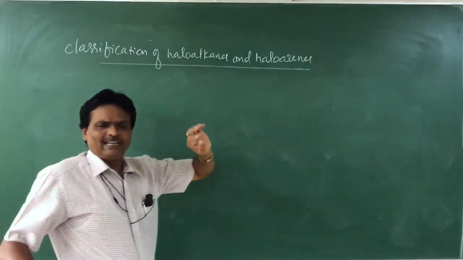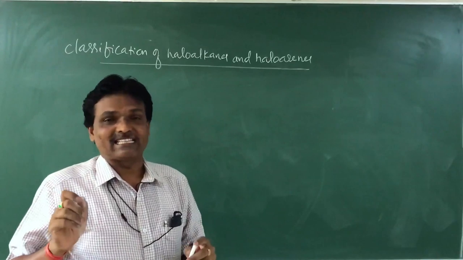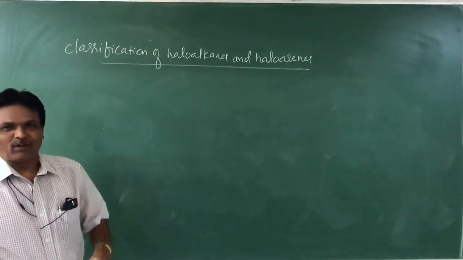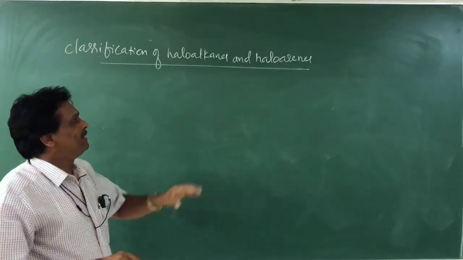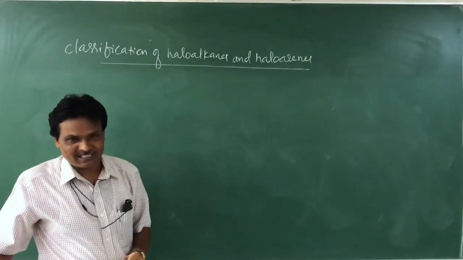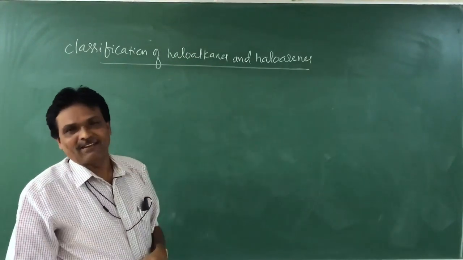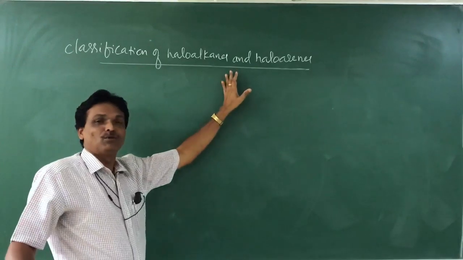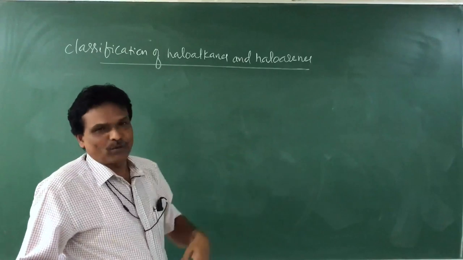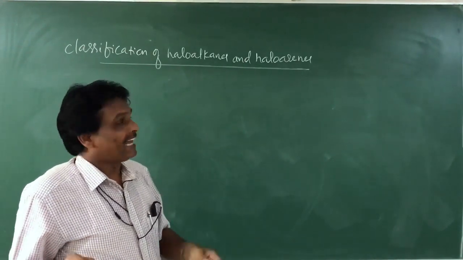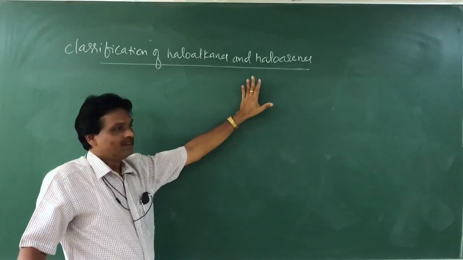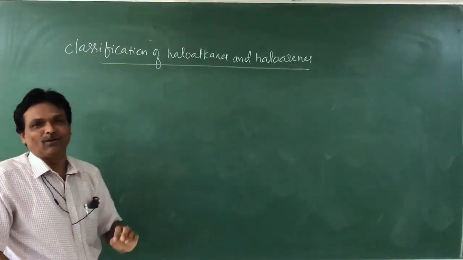So haloalkanes and haloarenes are classified on the basis of type of hydrocarbons, on the basis of number of halogen atoms present in the molecule of a substance, on the basis of the attachment of halogen atom to the nature of alpha carbon atom, or they can also be classified on the basis of the type of hybrid state of carbon into which halogen is bonded. So broadly divided into four kinds.